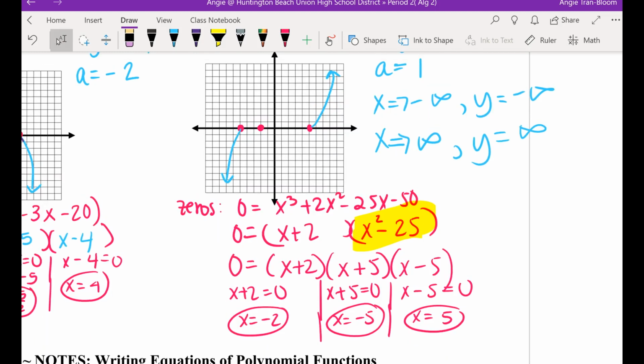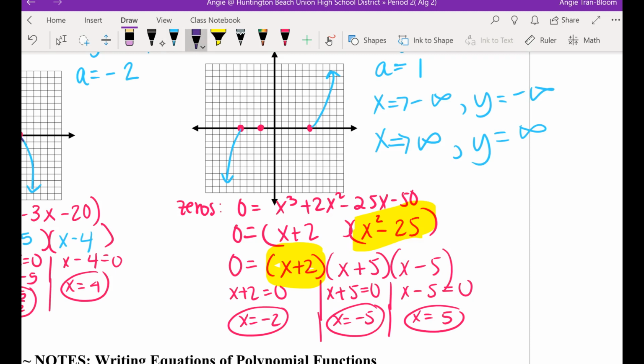Anything bouncing, or was everything crossing? The 3 locations, are they all crossing? Or should it bounce at one of those or 2 of those? All 3? It bounces at 5? Does it? Okay, let's look at each one. At x plus 2, what degree does this factor have? 1. So can we say right now it crosses? So at negative 2, it crosses.